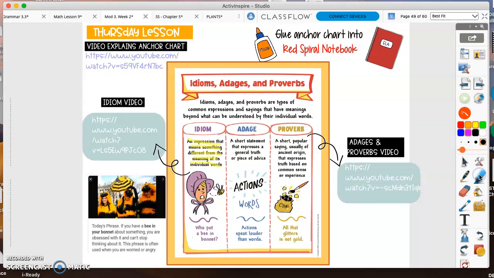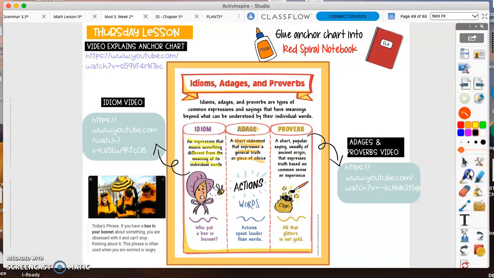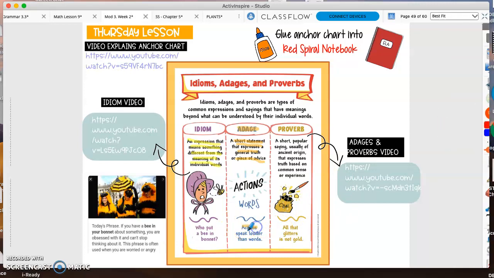The next thing we are going to look at is an adage, okay? An adage is a short statement that expresses a general truth or piece of advice. All right, so it's typically some truth or some advice. An example would be that actions speak louder than words. That's advice. That's a common phrase, that actions speak louder than words. So that would be an example of an adage.